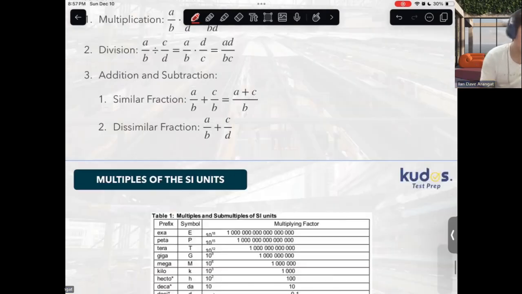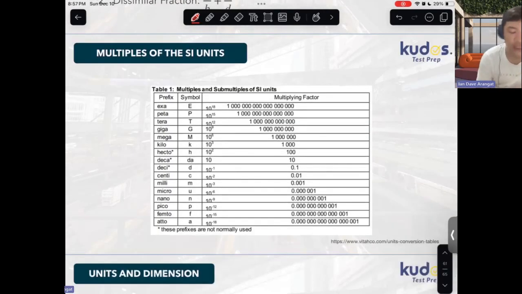fractions. Next, multiples of units. Again, please revisit the site. As you can see here on your screen, it's vitaco.com/units conversion tables for the complete conversion tables that you will need during the examination or familiarize with.